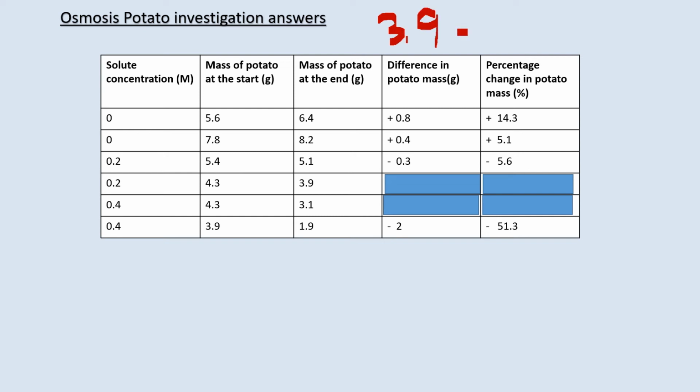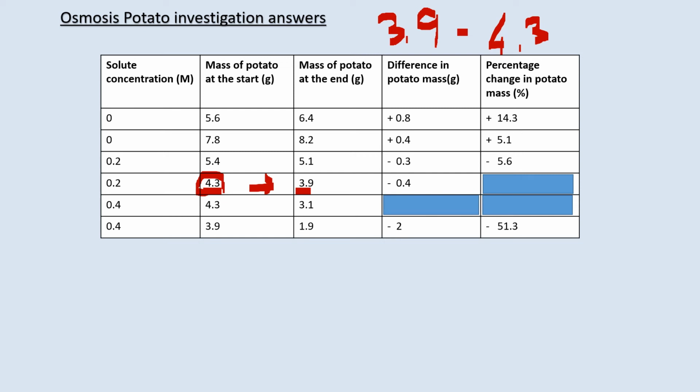And we're minusing it from 4.3. So we look for which one's the bigger number. And the bigger number is this one. So we are losing weight to get to 3.9. So it's going to be a negative number. So we've got negative or minus 0.4.